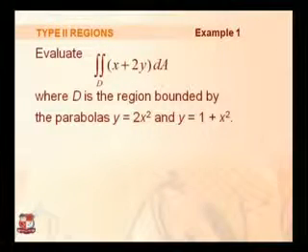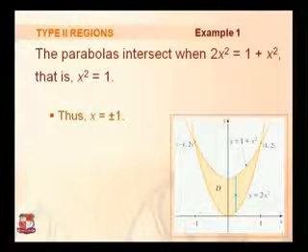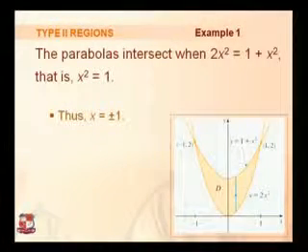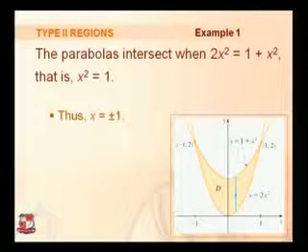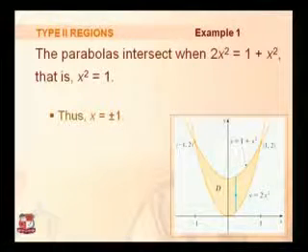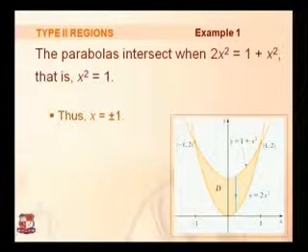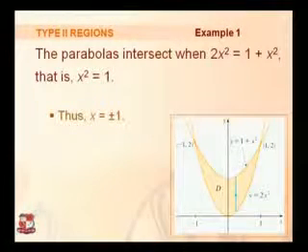So first we need to find the limits of x and y. To find them, we first need to draw the diagram, from which we will decide the region D, and then we will find the limits of x and y. Here we have the parabolas y is equal to 2x square and y is equal to 1 plus x square. If we look at the diagram, both parabolas intersect at (-1, 2) and (1, 2), so we get x is equal to plus or minus 1.